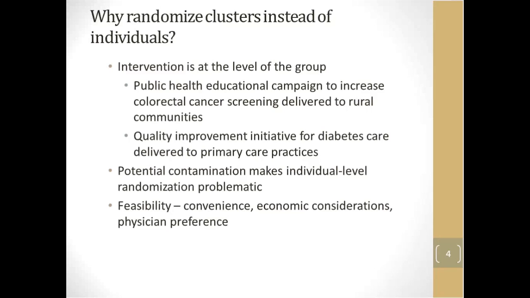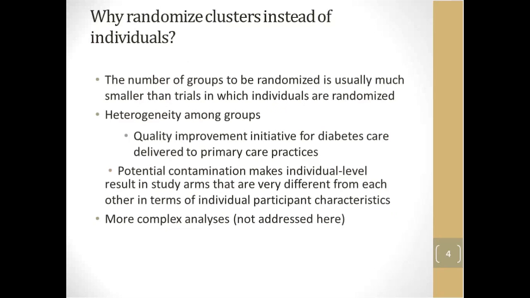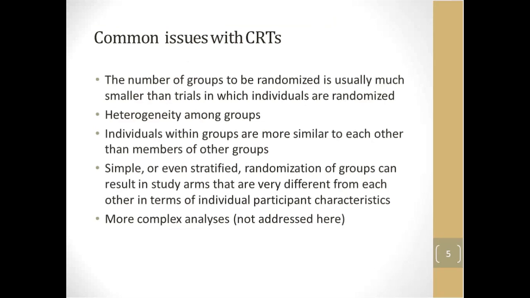So there are a number of good reasons why we end up having to use cluster randomized rather than individually randomized trials. There are also issues. There are complexities with these designs. Generally, the number of groups to be randomized is much smaller. There's heterogeneity among the groups, but often individuals within the groups are more similar to each other than individuals who are members of other groups.